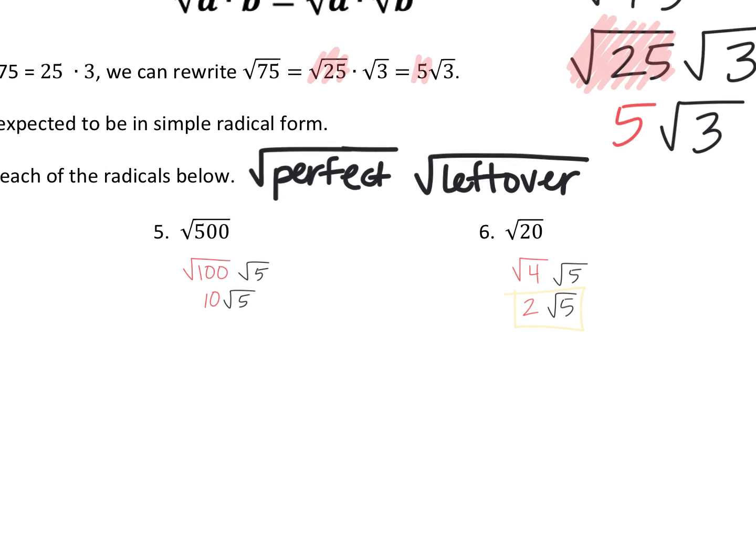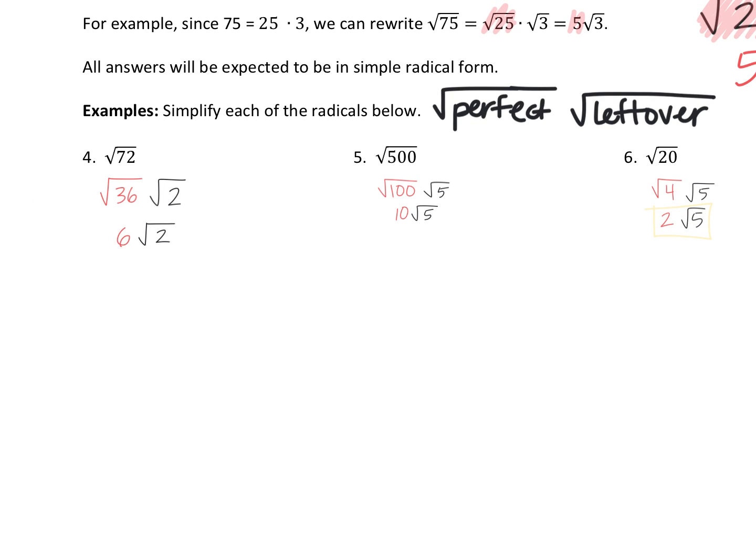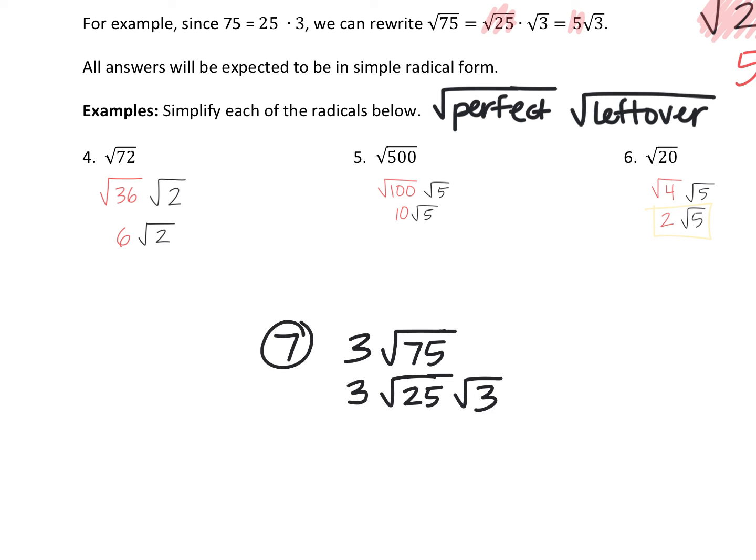Okay, I'm going to add one little example here because of the worksheet we're doing today. Number 7. Let's do 3 root 75. We already talked about the square root of 75. What's the perfect square it divides by? 25. Thank you, Josh. And we take the square root of 25, which is what? 5.